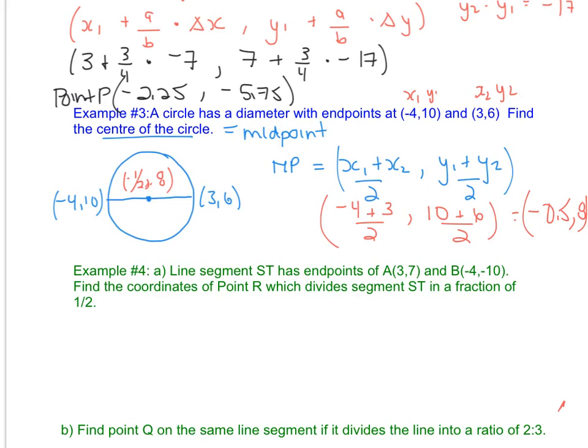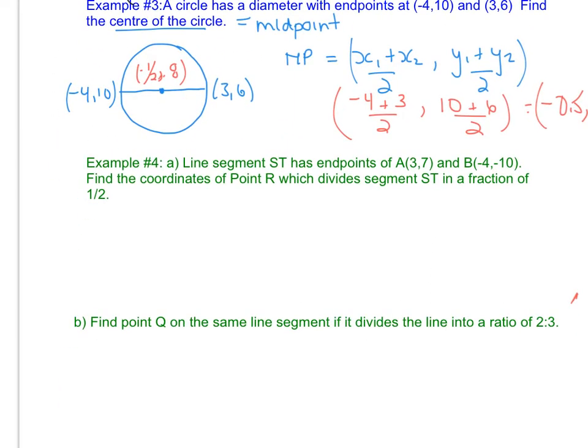Next example. Line segment ST has endpoints of A 3, 7, so that's my x1, y1, and B negative 4 and negative 10, my x2, y2. Find the coordinates of point R, which divides the segment in a fraction of 1/2. Well, if it's in a fraction of 1/2, that means the midpoint. So again, I can use the midpoint formula. So you put in your formula.